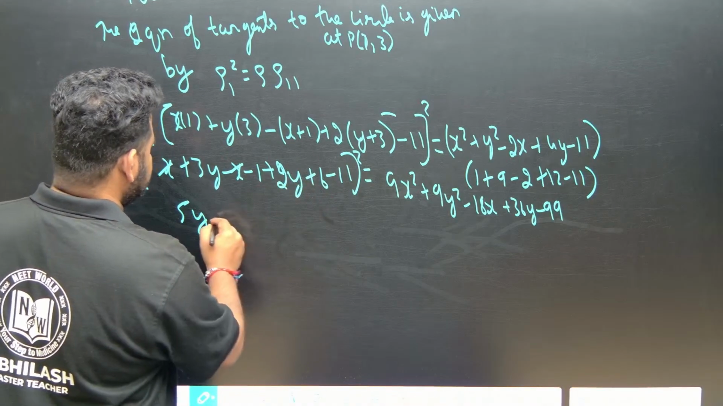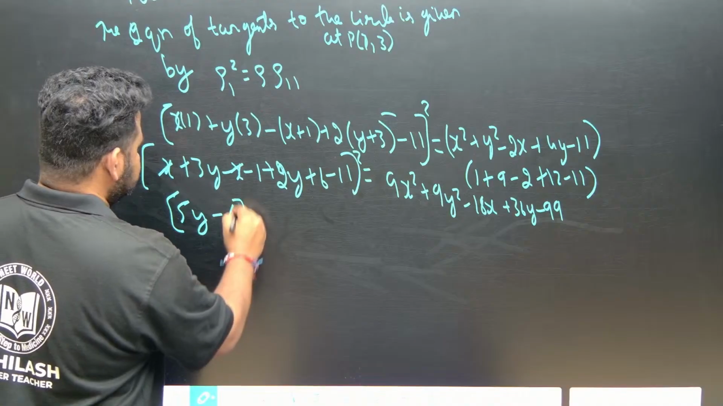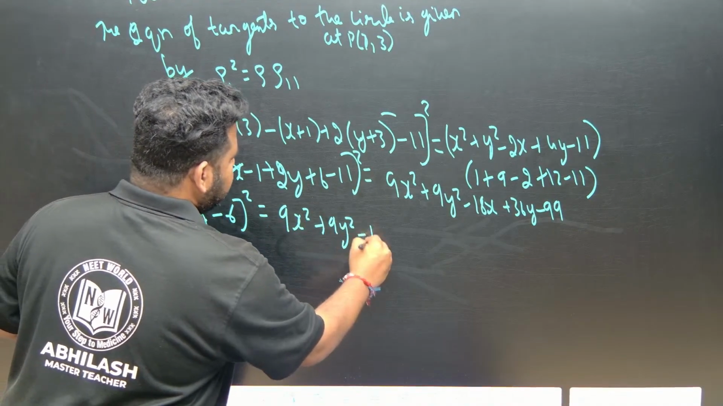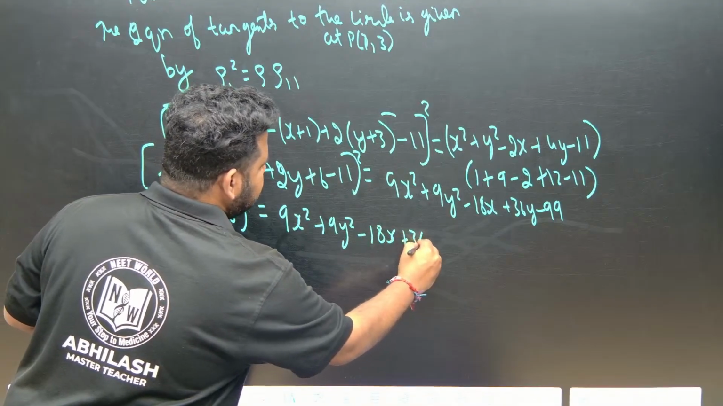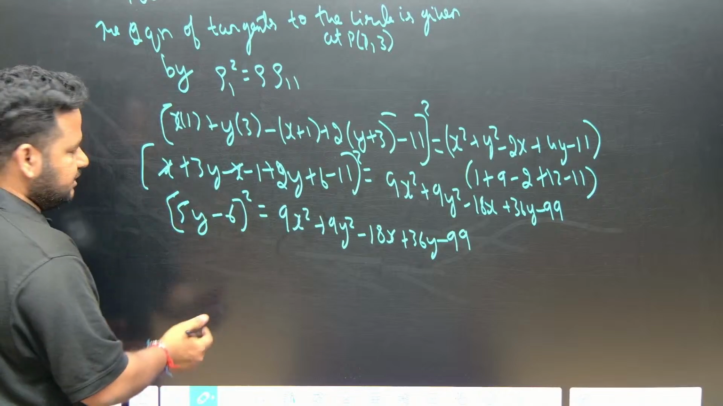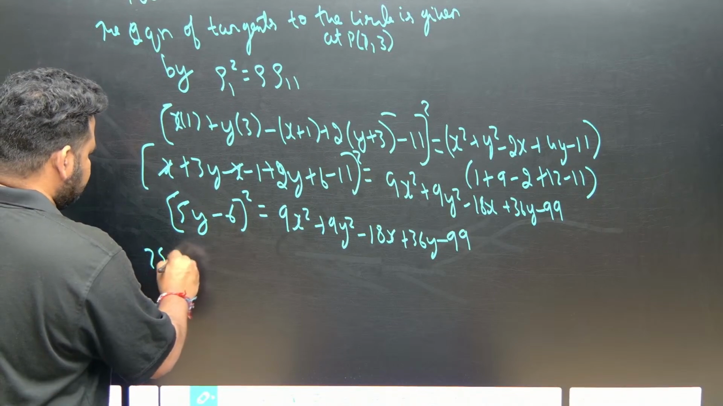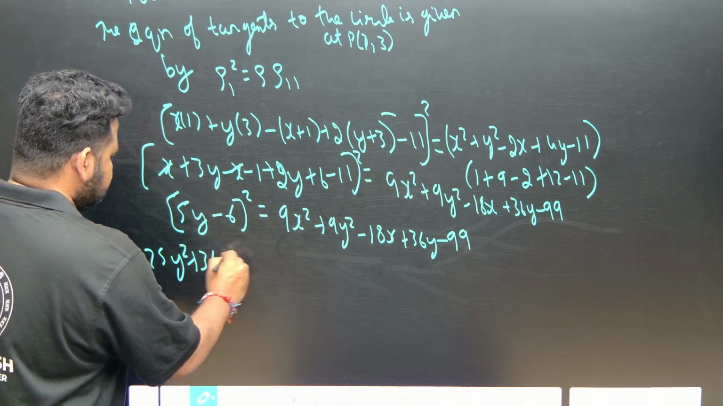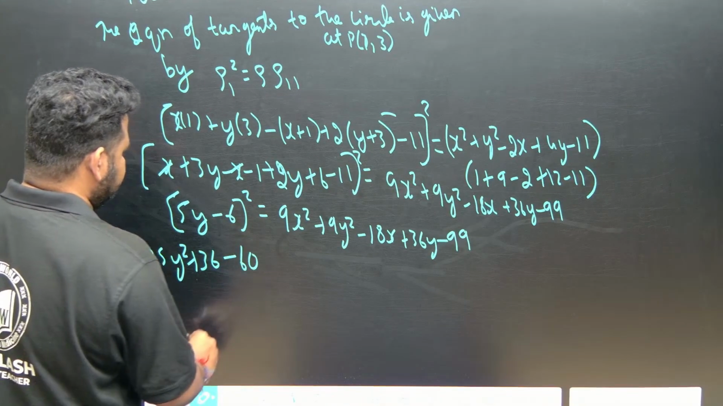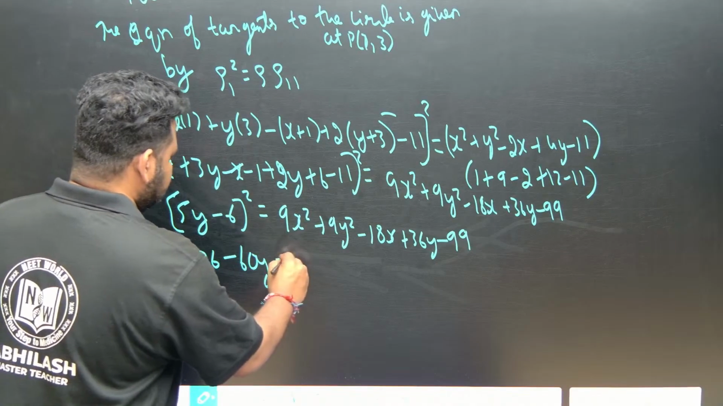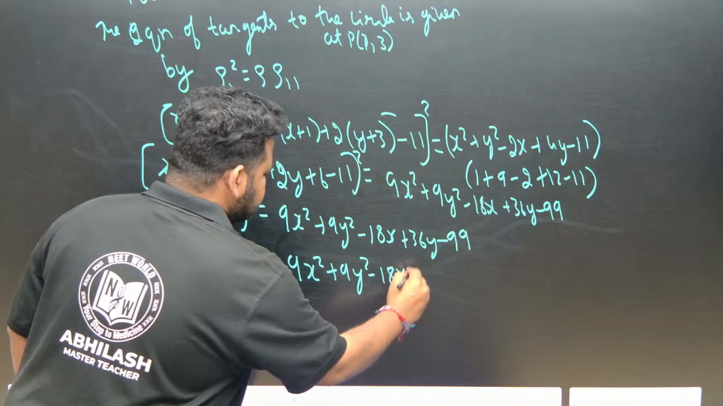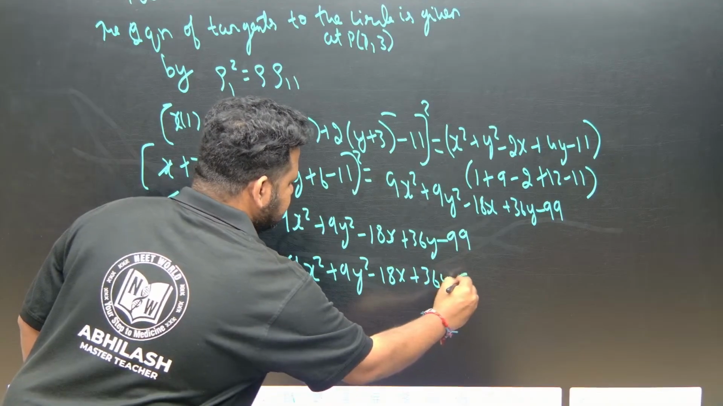Minus 11 minus 12, so this is (5y minus 6) whole square is equal to 9x square plus 9y square minus 18x plus 36y minus 99. We will have (5y minus 6) whole square, that is (a minus b) whole square, that is 25y square plus 36 minus 2ab, 5 6 is 30, 60y, is equal to 9x square plus 9y square minus 18x plus 36y minus 99.